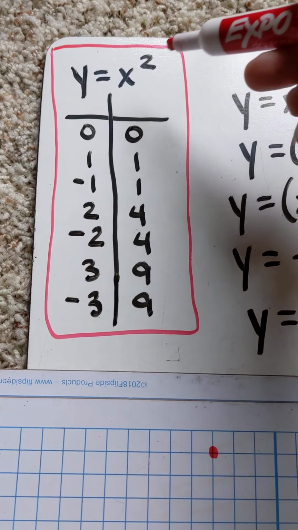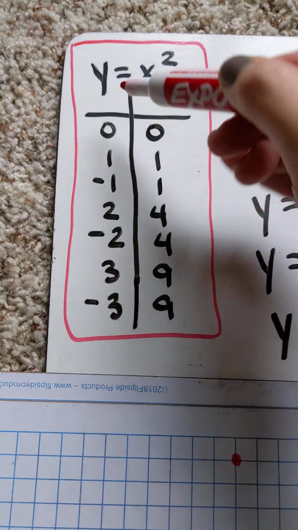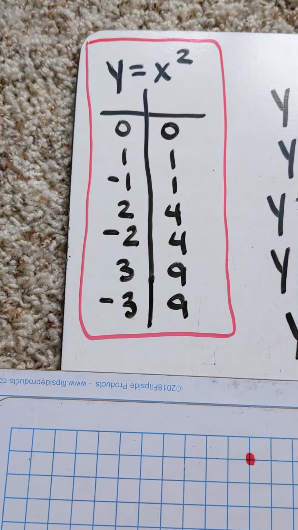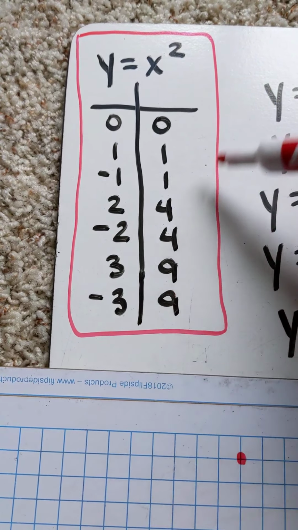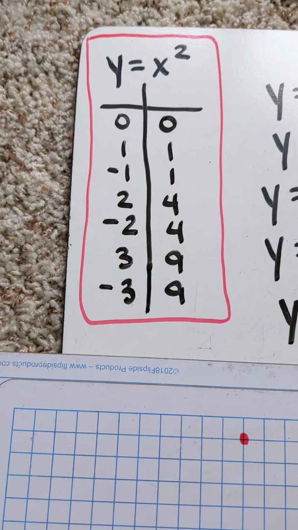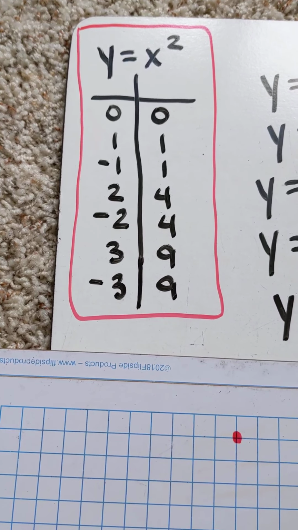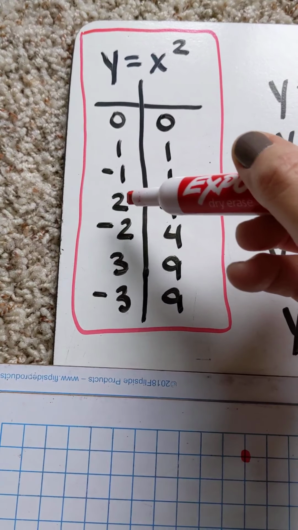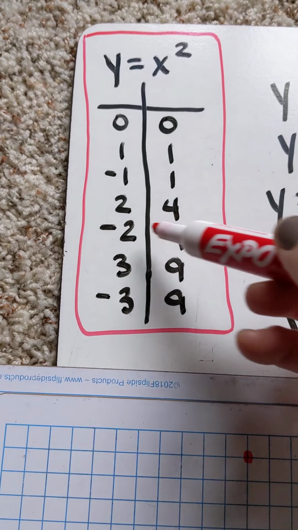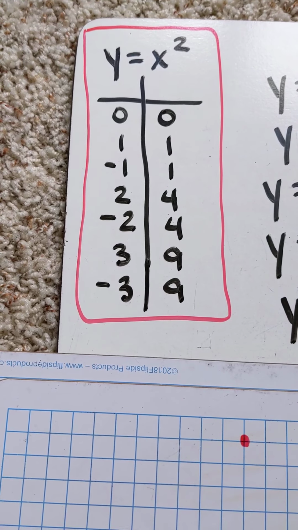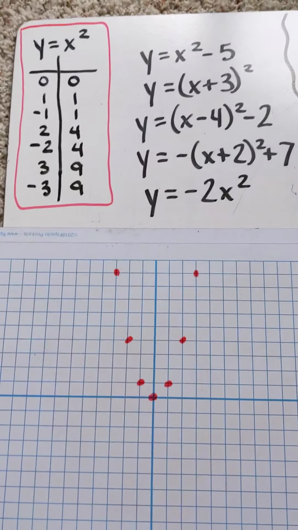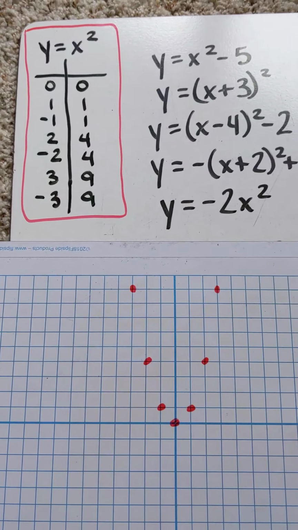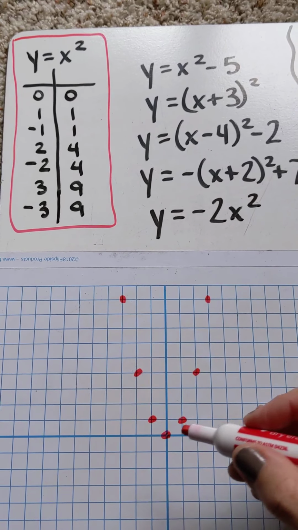Okay. X squared, if you just took numbers, this is your x column, this is your y column. If you just took numbers and squared them, these would be the y values you would get. Okay, hopefully that makes sense. Squaring a number makes it positive. That's why 2 squared gives you 4, as well as negative 2 squared gives you 4. Okay, so if I put those points on a graph, here they would be, and then you just draw them.